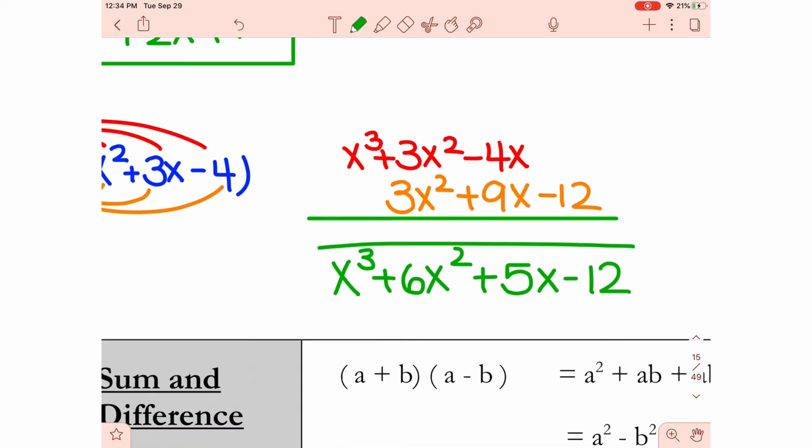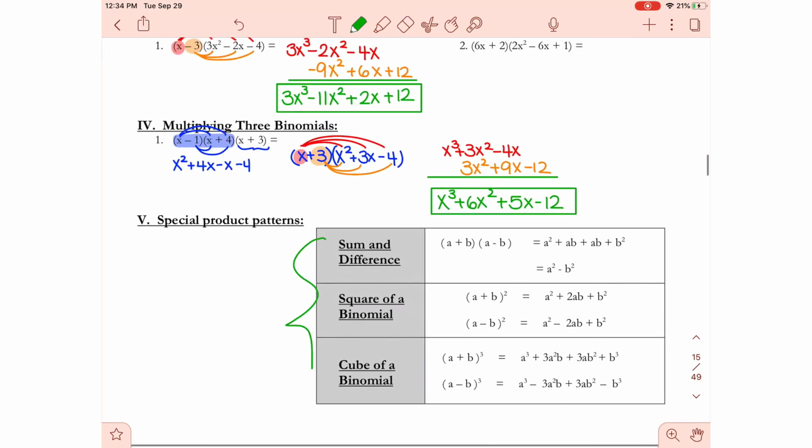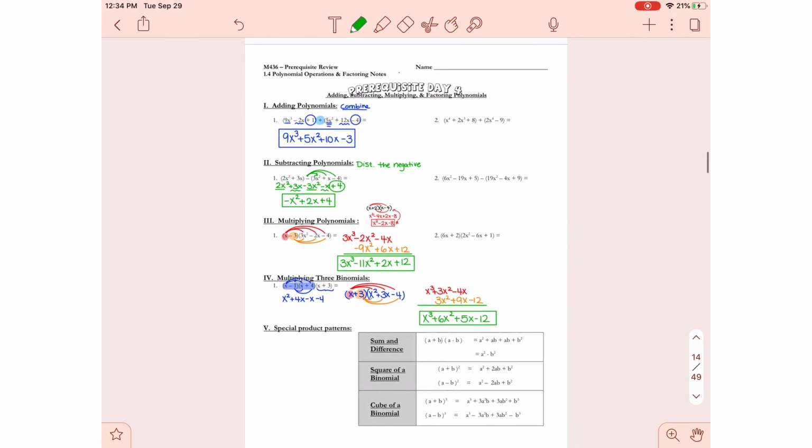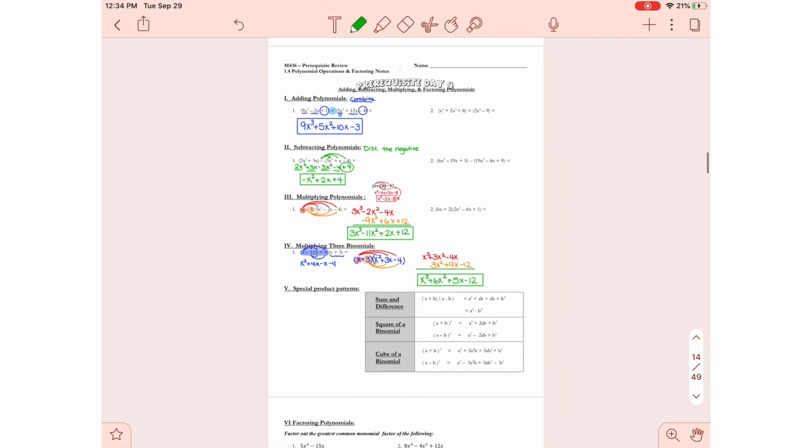That's the final answer. The last part of this is like these special products. You don't have to have these memorized. Those are just there for your reference. But hopefully these first 3 examples ring a bell. And we'll do these 3 problems for a warm-up, and then we'll get to factoring next time I see you.